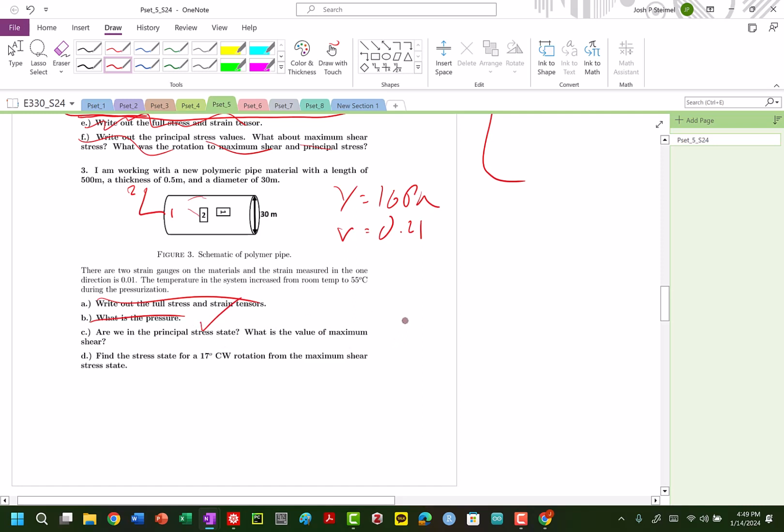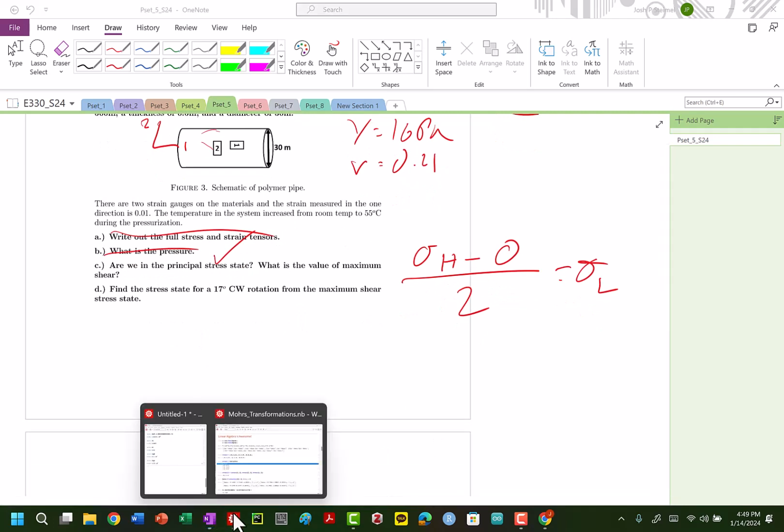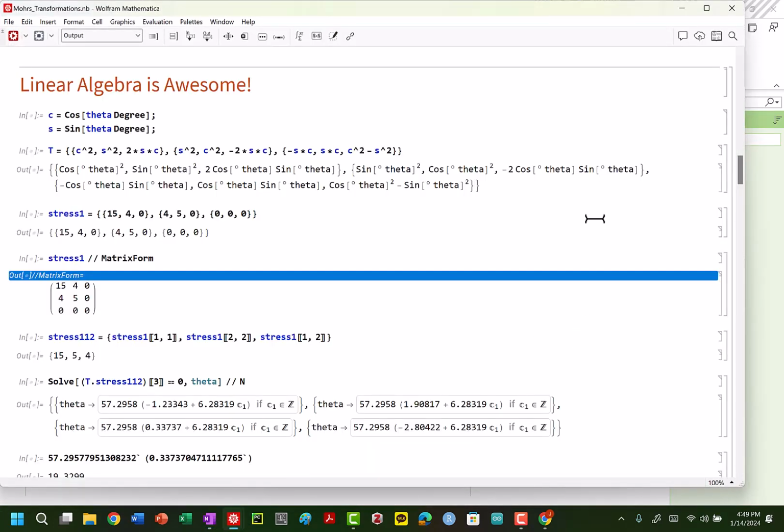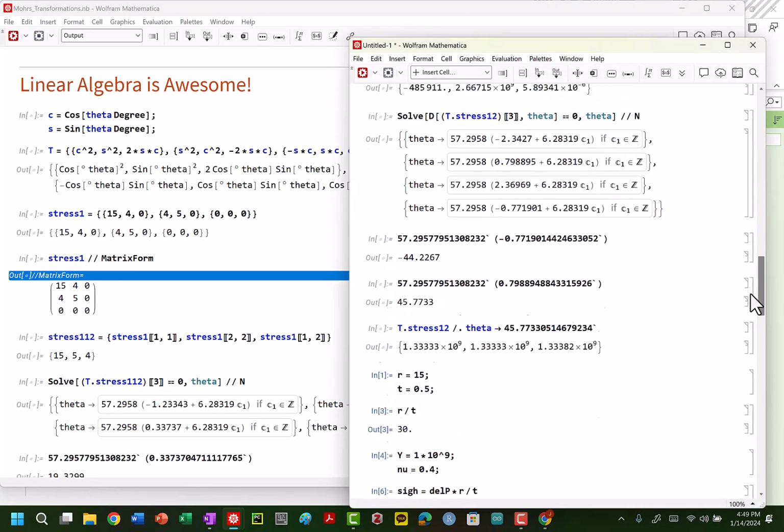Value of maximum shear is always going to be sig H minus 0 over 2, which is equal to sig L, which we already found here. Find the stress state at a 17 degrees clockwise rotation from the maximum shear stress state. Ooh, I like this problem. So let's go ahead. We'll evaluate up here. So let's go ahead.